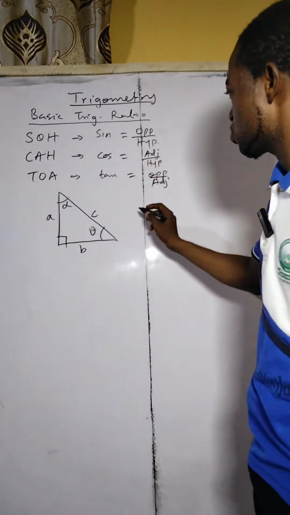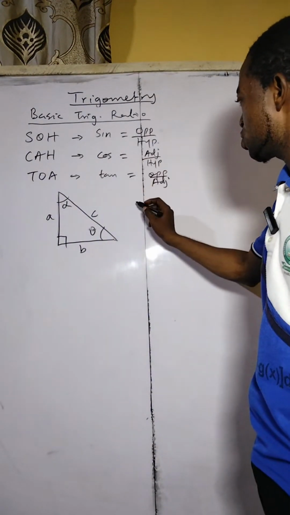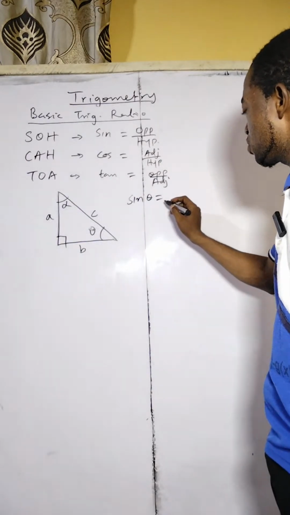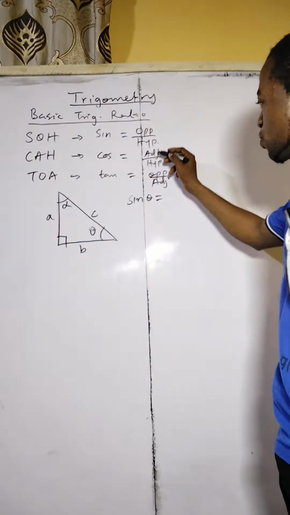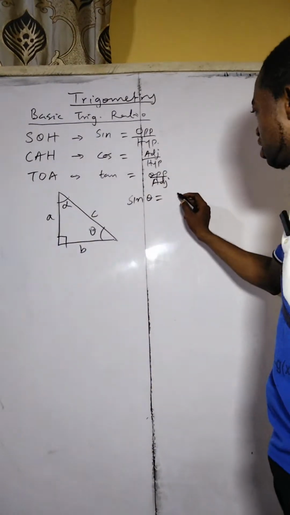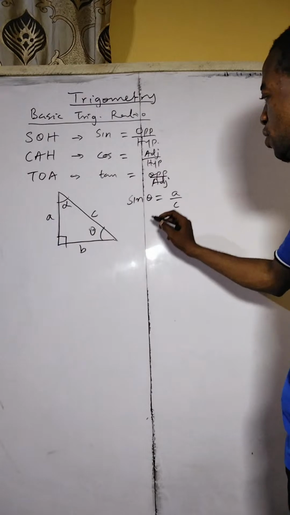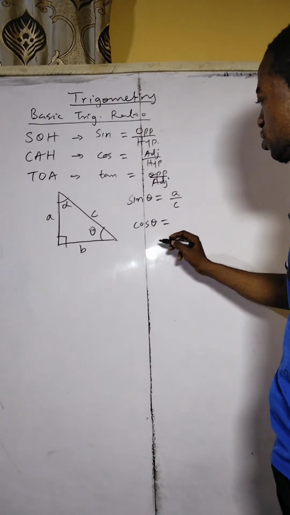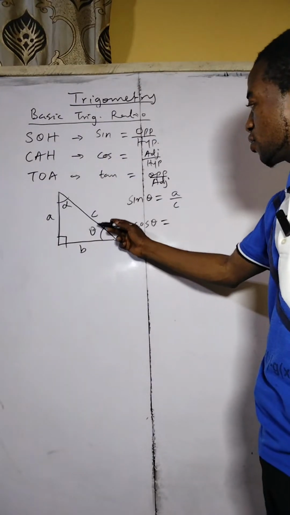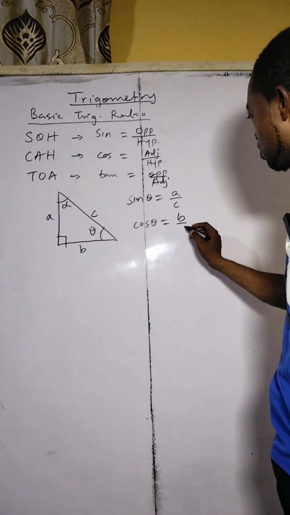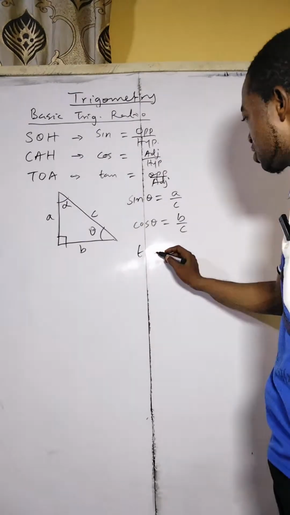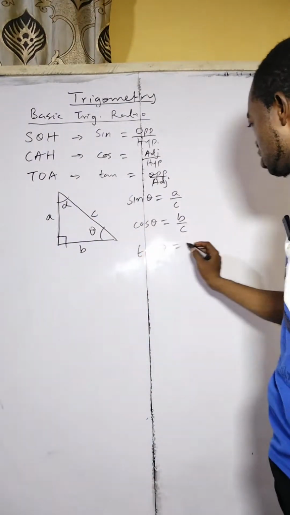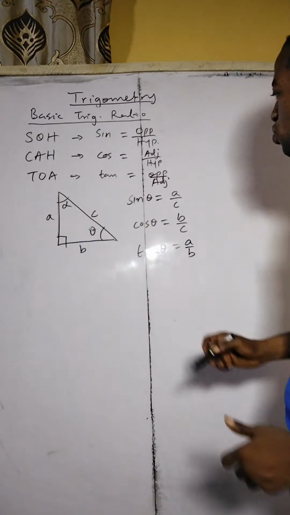Now, let's list out the trig ratios for this. For theta, sine theta is opposite over hypotenuse. Opposite of theta here is A, and hypotenuse is C. So we have A over C. Then we have cos theta. Cos is adjacent over hypotenuse, and adjacent is B, so B over C. Then tan theta is opposite over adjacent, so that's A over B. So this is for theta.